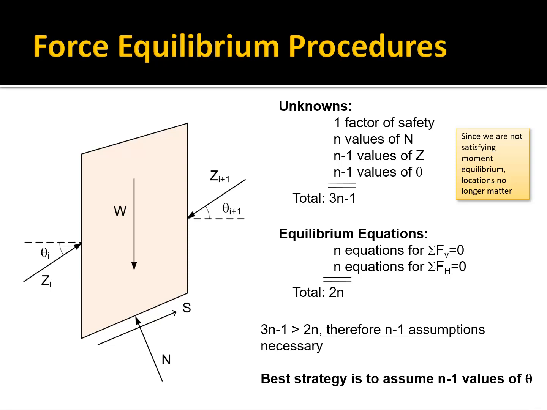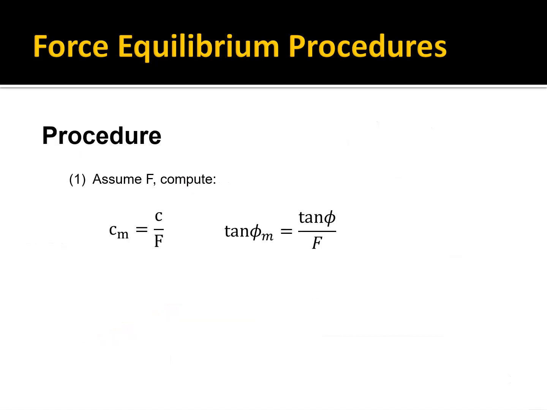We have our equilibrium equations. We have N equations for summing the forces in the vertical direction and N equations for summing the forces in the horizontal direction, or 2N. Since 3N minus 1 is greater than 2N, we have to make N minus 1 assumptions. The simplest thing is to assume N minus 1 values of that side force inclination theta. We're going to talk in a minute about what kind of assumptions you make on that, but assuming you've assumed something for that inclination, then we proceed to the main computation stage.